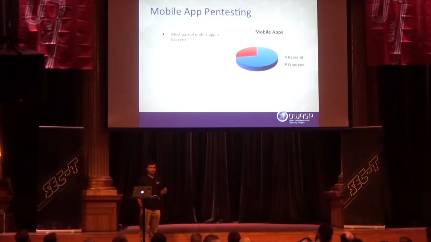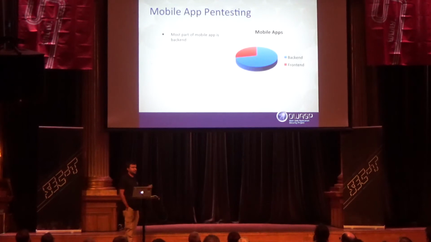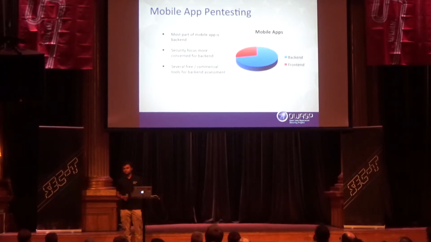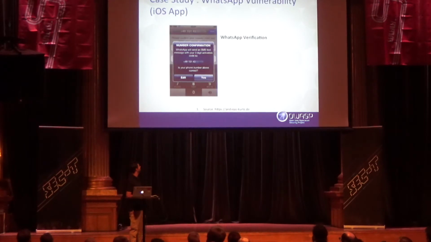But if you see the current scenario in enterprises, the most focus is toward the back end. They simply say we are not looking into the mobile application part. Their focus is mostly on the back end APIs, because 60-70% of an application is back end and 30% is actually your native code. Security focus is more concerned with the back end, and for the back end APIs there are several free and commercial tools available, which makes it easy to perform regular assessments. The mobile part is one of the neglected parts.